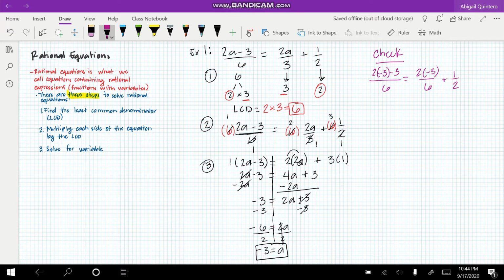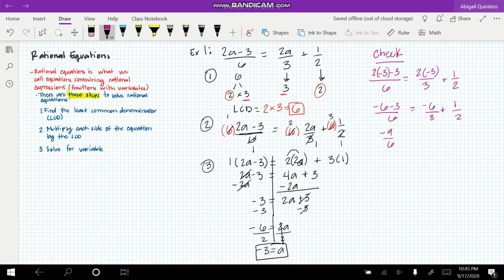And that should be over 3. So here we will have negative 6 minus 3 over 6 equals negative 9 over 3 plus 1 over 2. And that shouldn't be a negative 9. That should actually be a negative 6. So negative 6 minus 3, it's going to give us negative 9 over 6.